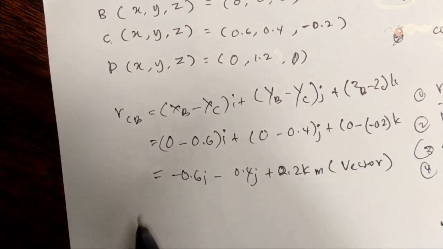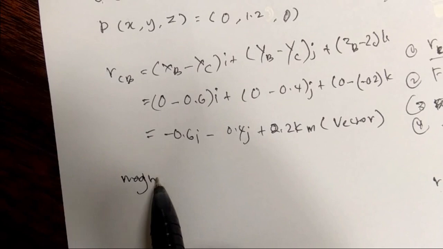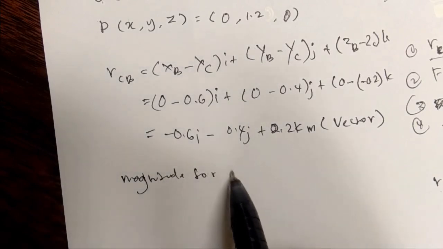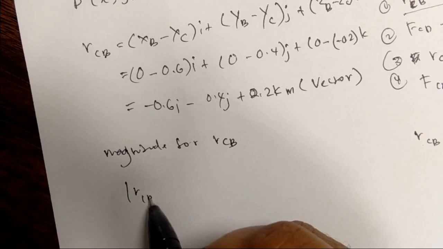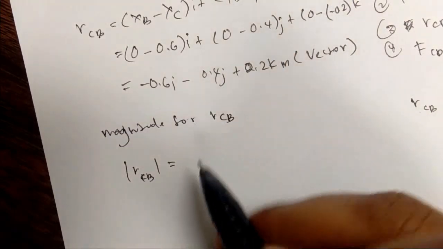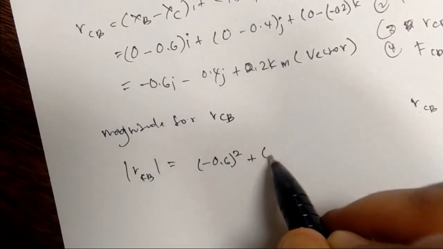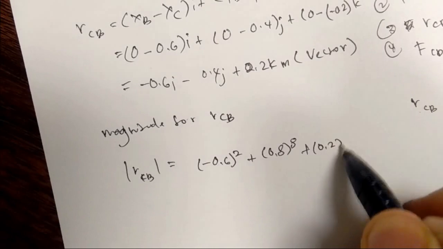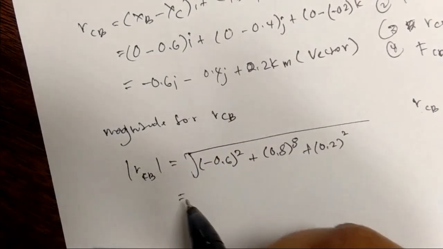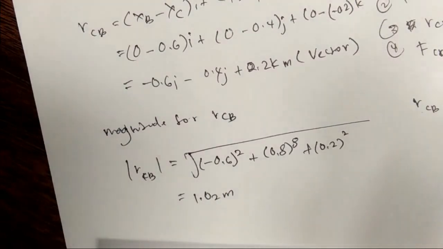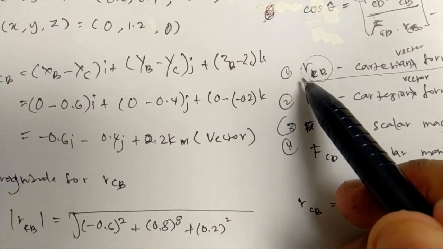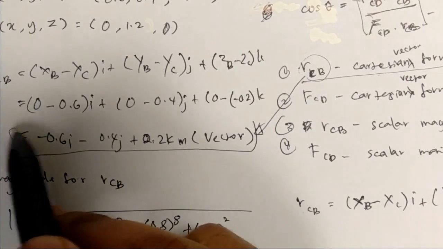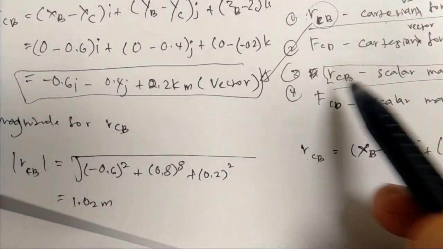So for the magnitude of RCB, as usual, you need to square and square root: 0.6 squared plus 0.4 squared plus 0.2 squared. So you will get 1.02 meter. Okay, so you already have the Cartesian vector form for RCB, which is this one, and then the magnitude scalar form for RCB, which is this one.